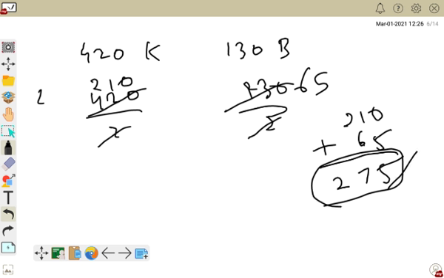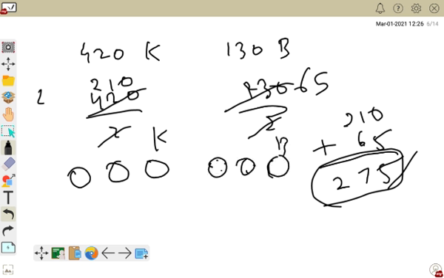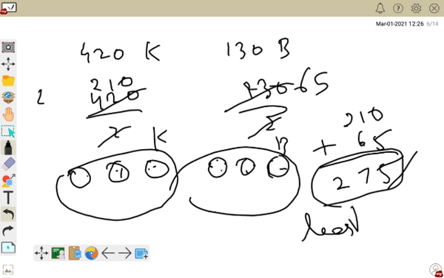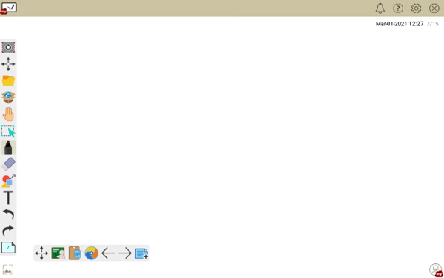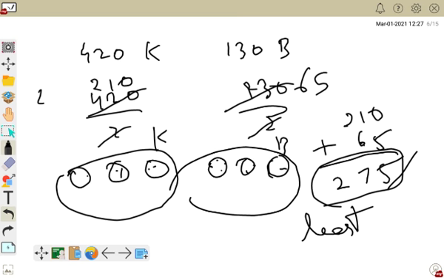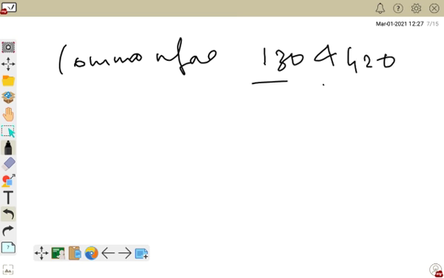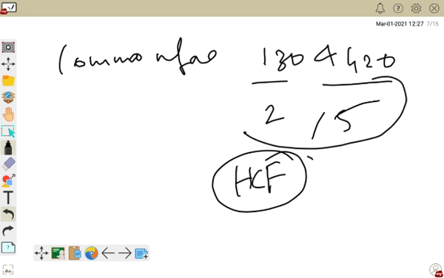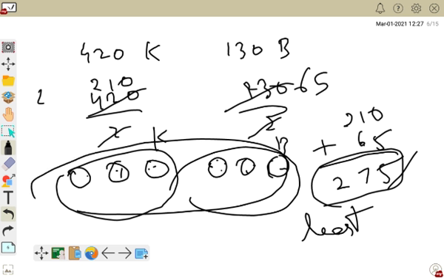But the thing is, I have to have all these packets of kaju barfis and all these packets of badam barfis with an equal number of barfis in them, and the total number of packets should also be least. So that means we should find the common factor for 130 and 420, right? From this itself we know 2 is a common factor, 5 is a common factor, but we should find the highest common factor, so that the number of packets will be lowest.